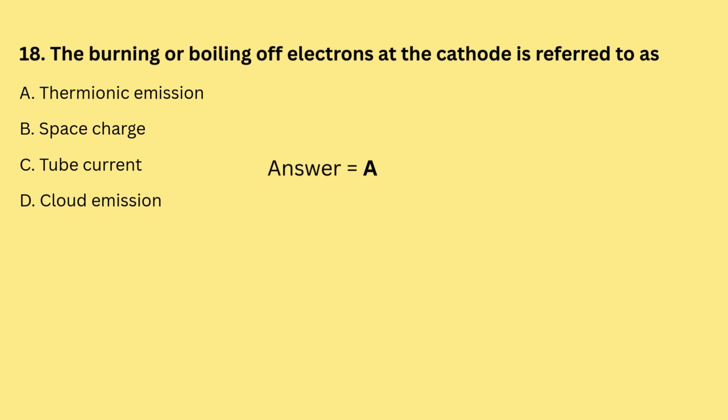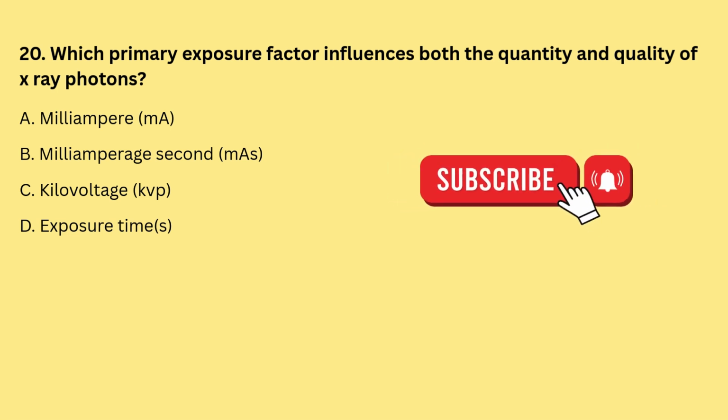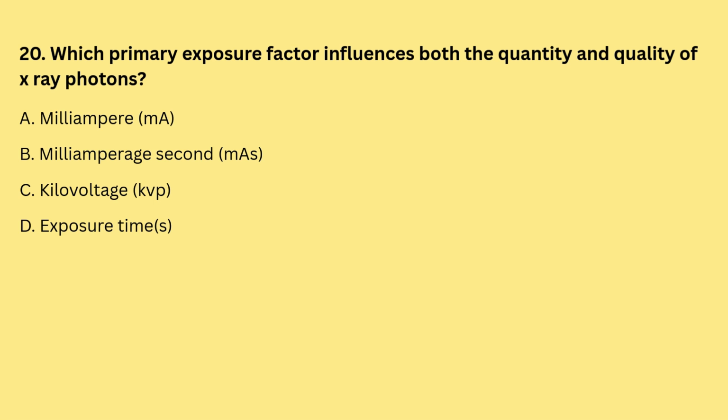Thermionic emission. Number 19. The unit used to express tube current is A. Milliampere, mA, B. Milliampere seconds, C. Kilovoltage, D. Exposure time. Answer is A, milliampere. Number 20. Which primary exposure factor influences both the quantity and quality of X-ray photons? A. Milliampere, B. Milliampere seconds, C. Kilovoltage, D. Exposure time. Answer is C.